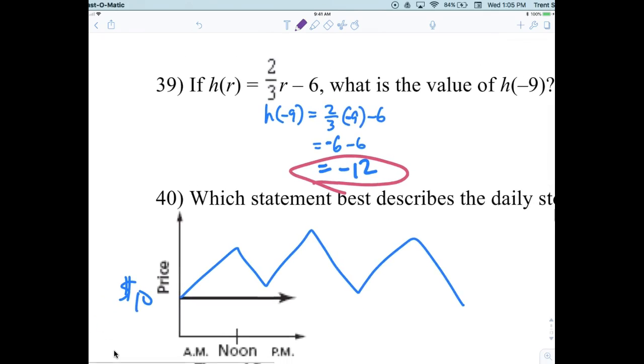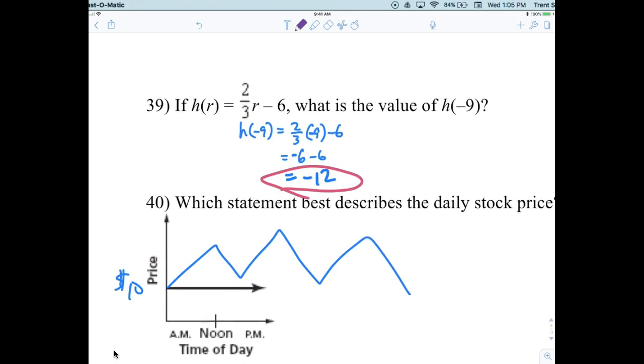Wait, it says h equals -9. Where does it say h equals -9? What's the value of h? What is the value of h? H of -9. What's the value of h of -9? All right. That means plug -9 in for x.